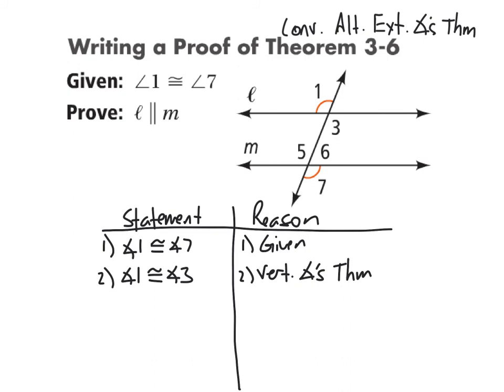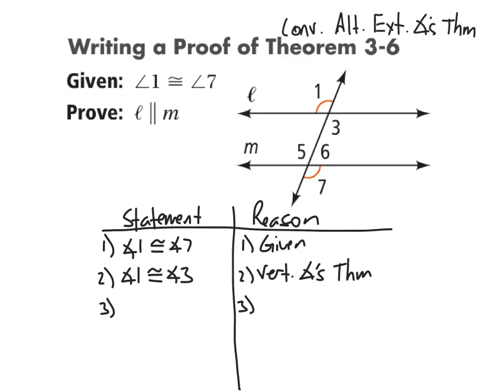All right, so if I said angle 1 is congruent to angle 3, and I know that angle 1 is congruent to angle 7, then what else do I know? Nope, we don't want to go there. We don't want to put extra stuff in our proof that's not needed for our proof. 3 and 7 are corresponding. I don't need to state that right now.